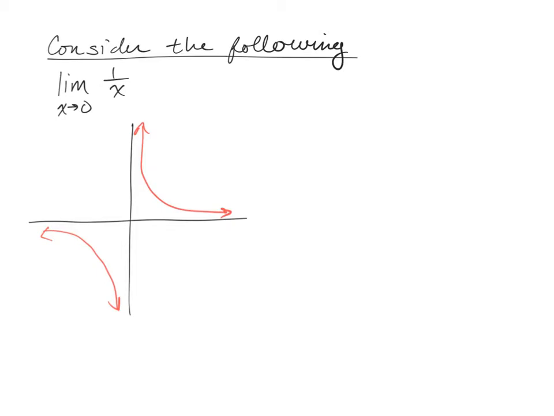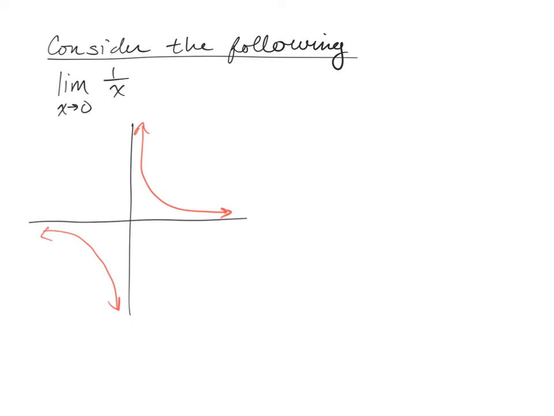Consider the following. Here we have a limit as x approaches 0 of 1 over x. Now, if we were to look at this graphically, 1 over x would give us this graph right here in red. It is the reciprocal function.